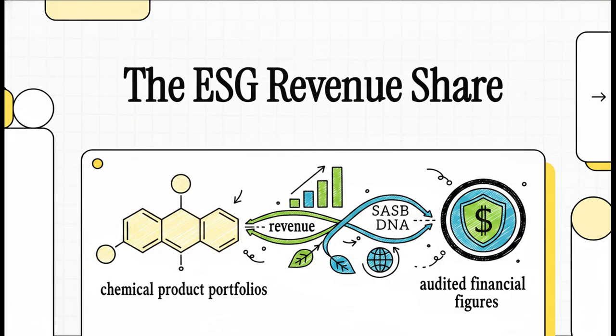Welcome to The Explainer. Today, we're diving straight into the financial DNA of chemical companies, and specifically, how they account for that DNA using SASB standards. We are going to explore how sustainability reporting has really moved way past those simple, vague statements of intent and into hard, audited financial figures.